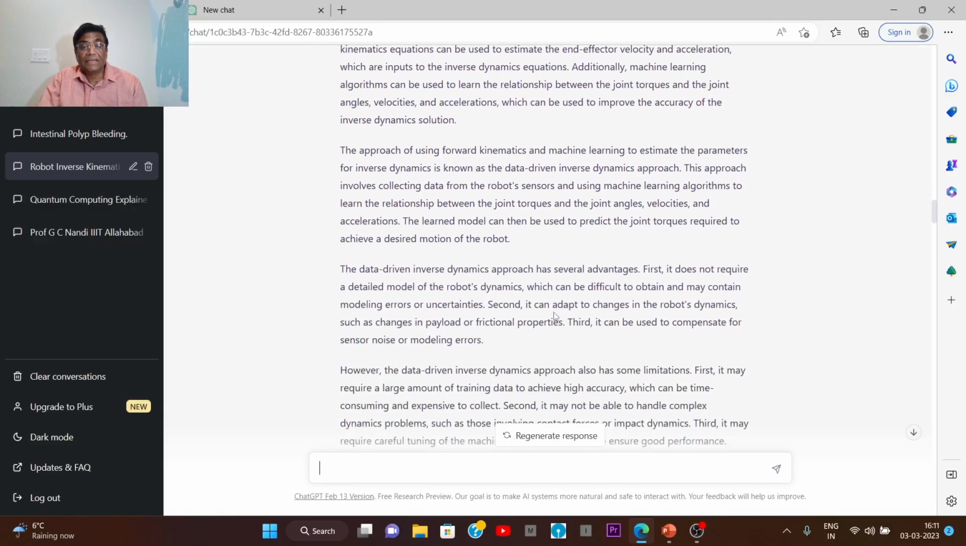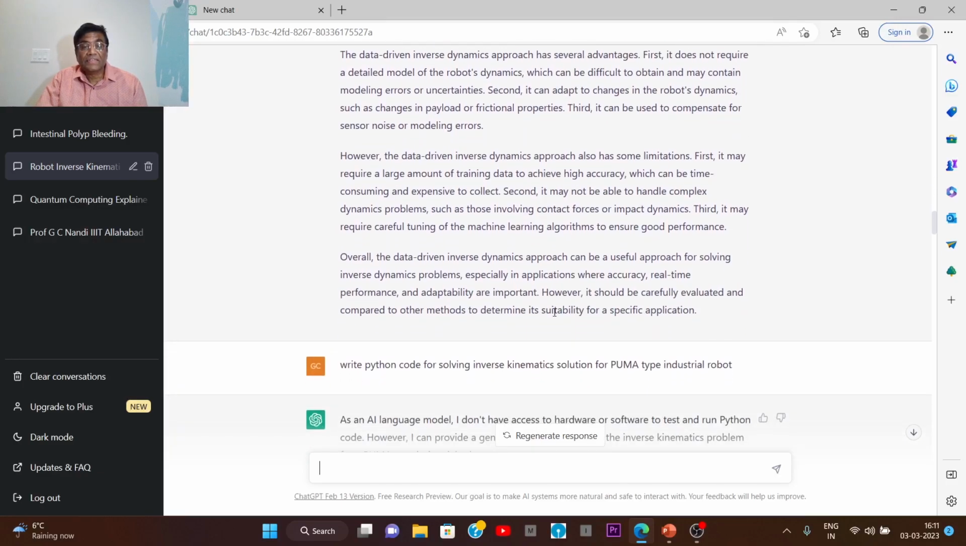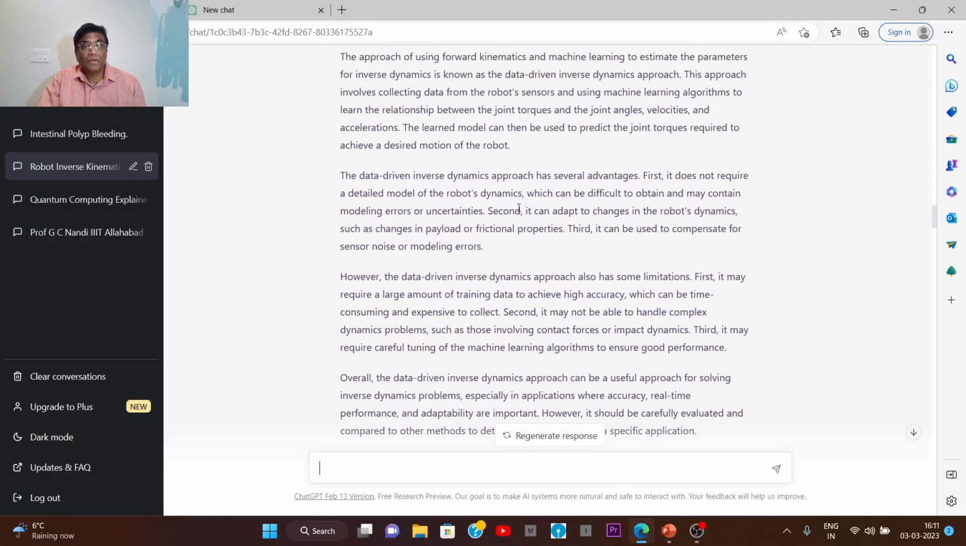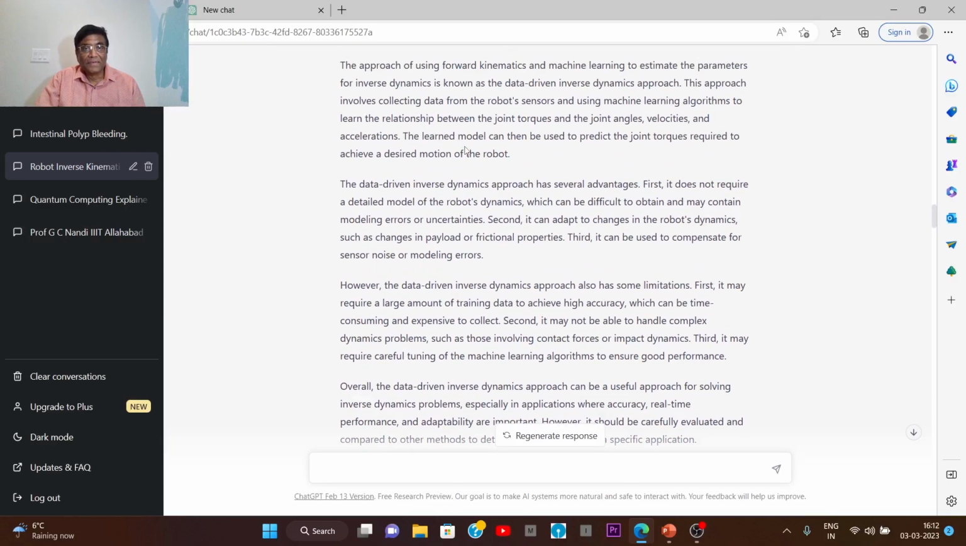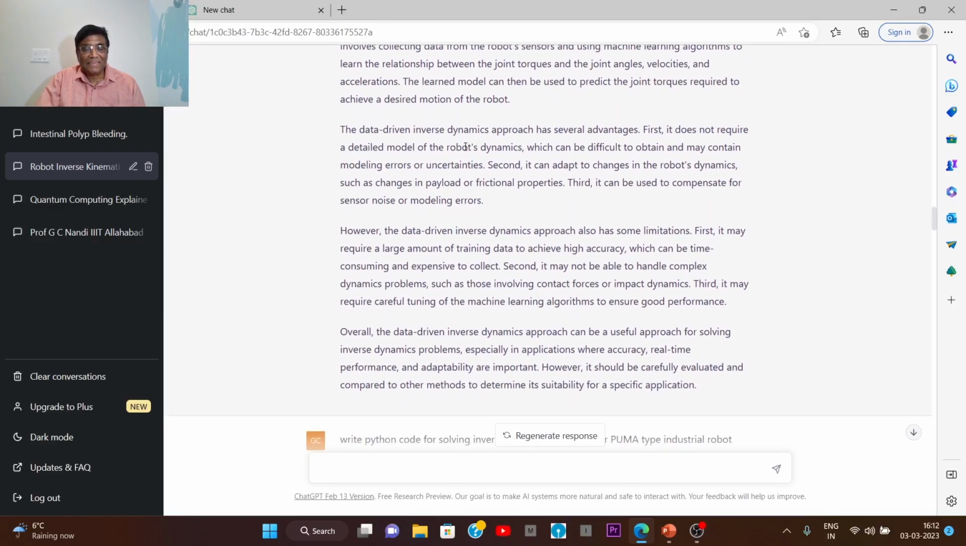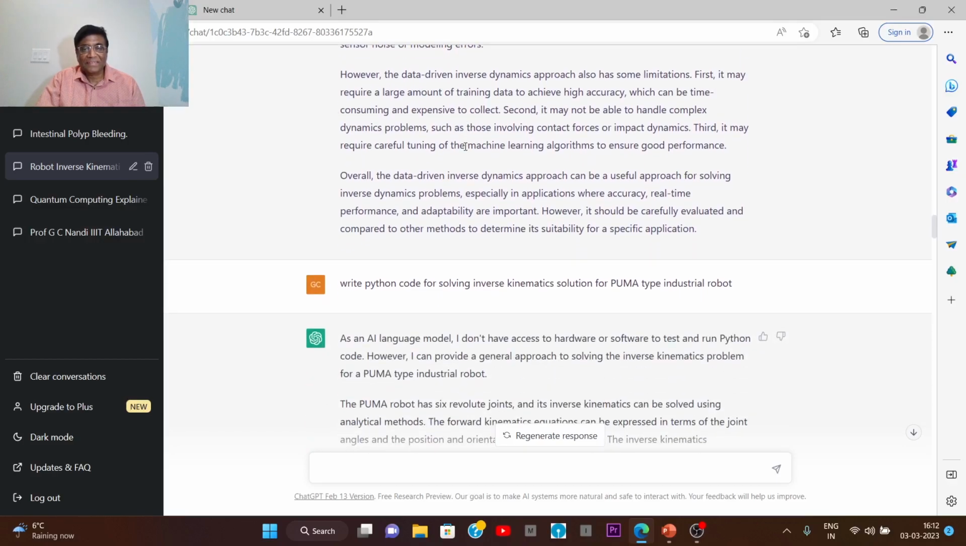Not only that, it is telling the advantages and disadvantages of analytical solution versus data driven solution, when and where it should be appropriate. So you can read ChatGPT's answer. Definitely, it is a good one.